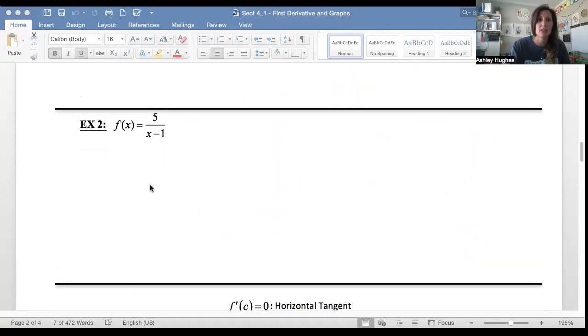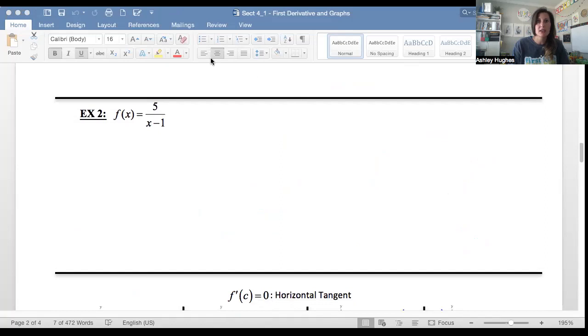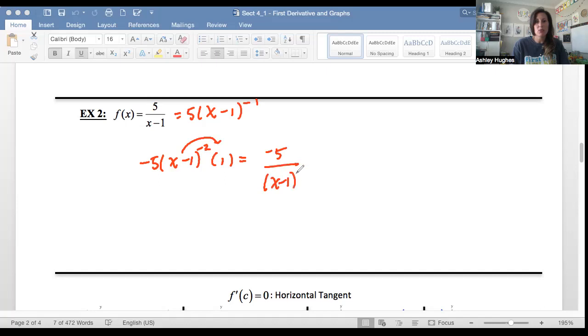Okay, the next one, we take the derivative of this. The derivative, I'm going to rewrite it like this to take the derivative. When I take the derivative, I'm going to pull the negative down, keep the inside the same, subtract 1, multiply by the derivative of the inside, which is just 1. So we have negative 5 over x minus 1 squared. Now I take this derivative and I find its critical values, which is where the derivative equals 0, which in this case, negative 5 can never be 0. So we have no places where that happens.